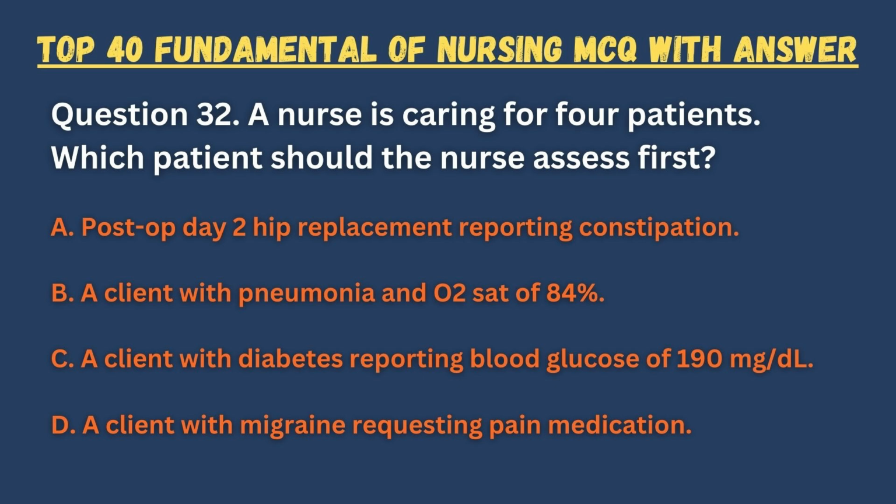Question 32. A nurse is caring for 4 patients. Which patient should the nurse assess first? A. Post-op day 2 hip replacement reporting constipation. B. A client with pneumonia and O2 SAT of 84%. C. A client with diabetes reporting blood glucose of 190 milligrams per deciliter. D. A client with migraine requesting pain medication.